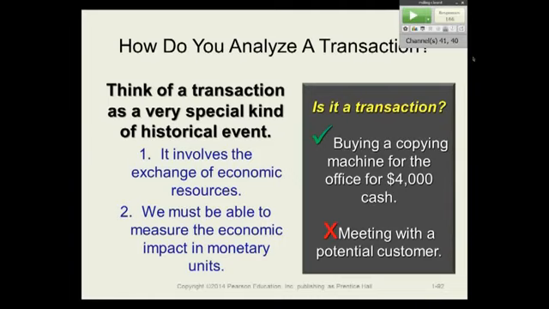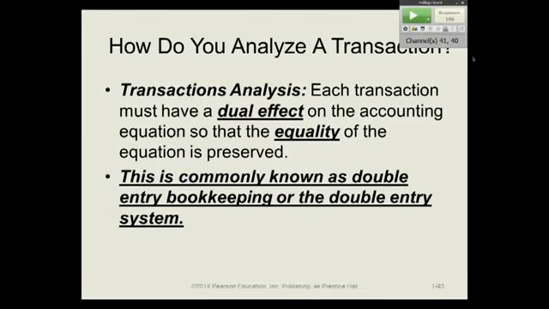Recognition means you have to have an exchange of resources. Measurement is, of course, in terms of a monetary unit. Now, going back to those little concepts we had last week, monetary unit assumption, these are going to be events that are measured in these monetary units. Now, one of the things we'll find out with the transactions analysis, which I think we implied last week, is that we have double entry bookkeeping. Anytime you have a transaction that affects the equation, it's got to affect it so that the equality of the equation is preserved.